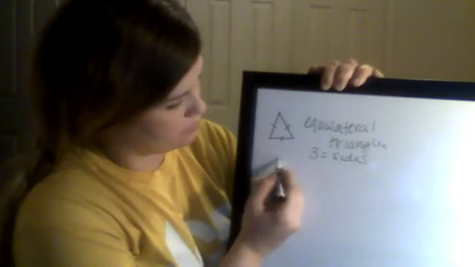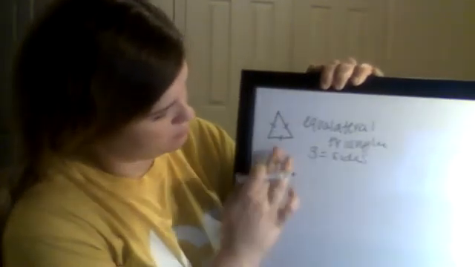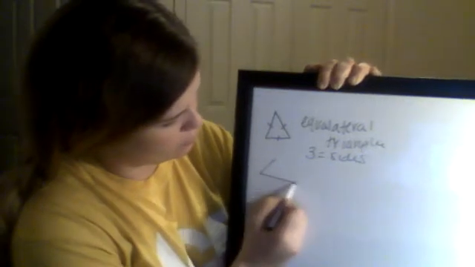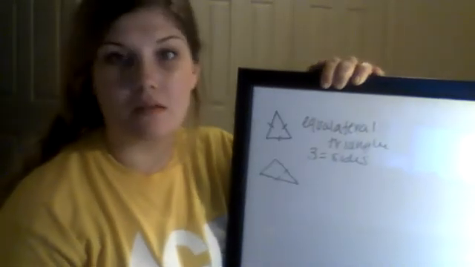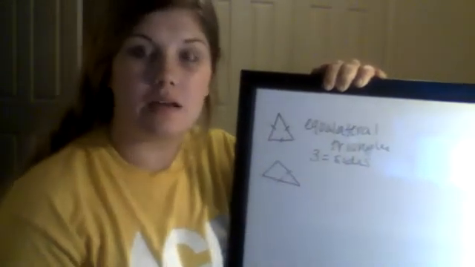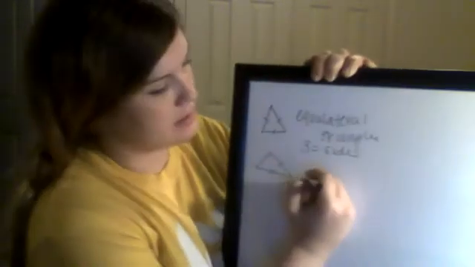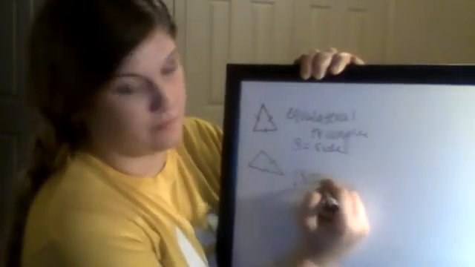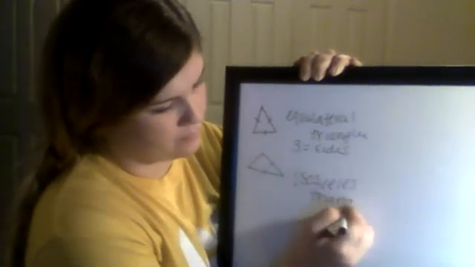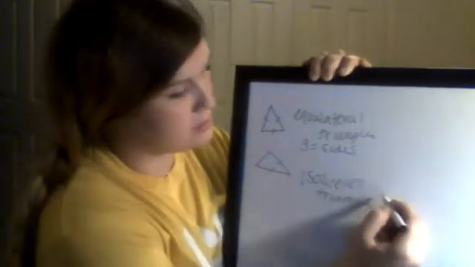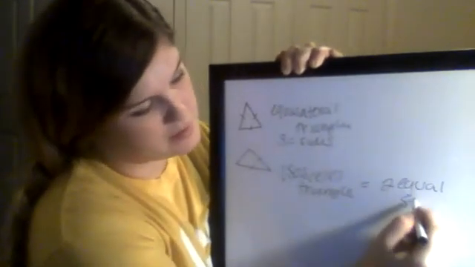Now, if I drew a triangle like this, what does that mean? So the tick marks again mean that those two sides are equal, so it has 2 equal sides, which makes it an isosceles. Okay? And an isosceles triangle has 2 equal sides.